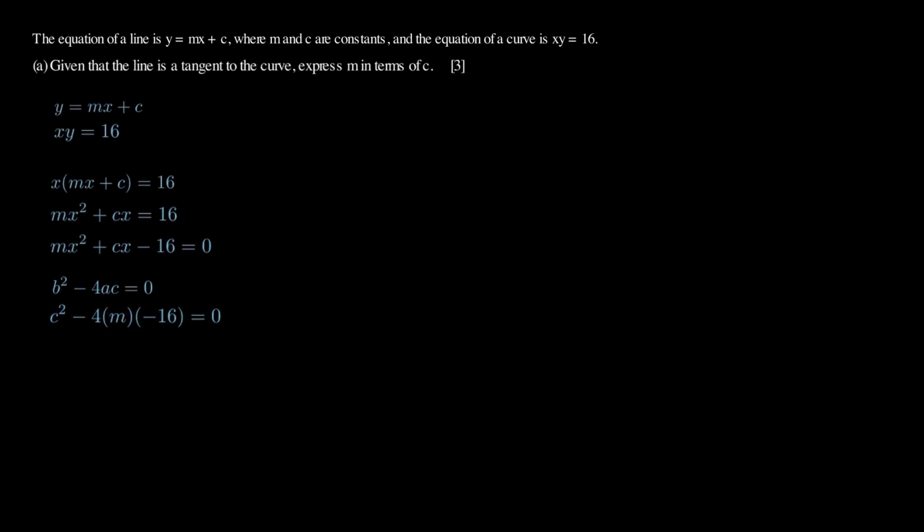If we do simplify it, we get c squared plus 64m equaling 0. We can push the c squared to the other side of the equation, which is going to give us 64m equal to negative c squared. Dividing both sides by 64 will give us m equal to negative 1 over 64 multiplied by c squared.